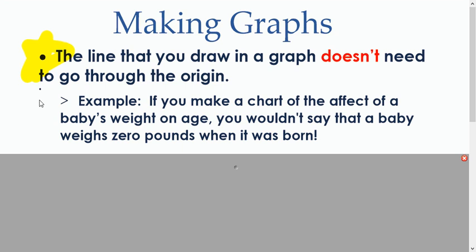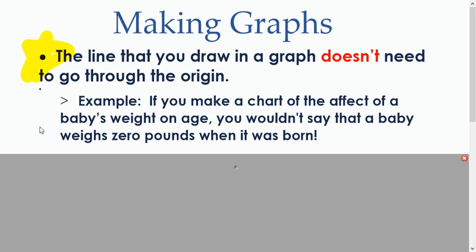So for example, if you make a chart of the effect of a baby's weight on age, you wouldn't say that a baby weighs 0 pounds when it was born, okay? When you're born, you do not weigh nothing. If you weighed nothing, you would not have been born, okay?